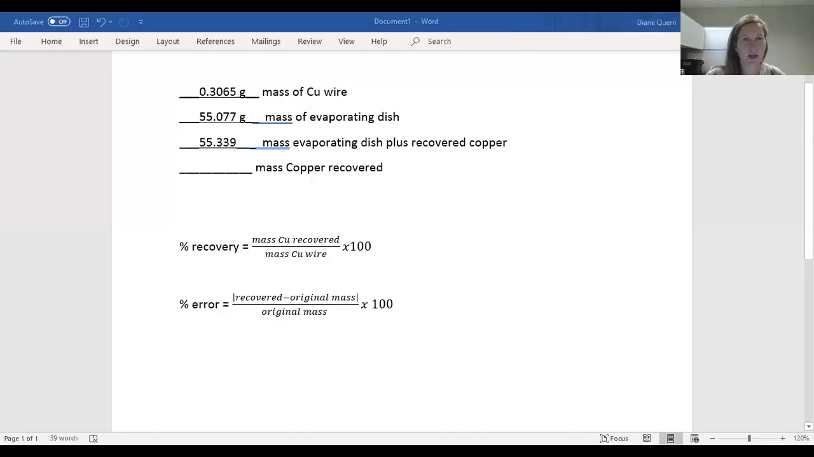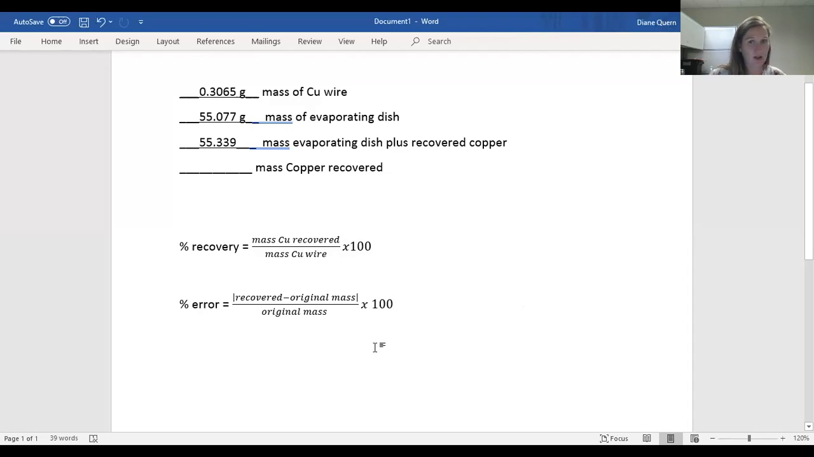So ignore that top part, that's for later. What I wanted to point out here are our two equations. For percent recovery, you're going to take the mass of the recovered copper divided by the original mass of the copper. And then don't forget to multiply it by 100 to get it in a percent.